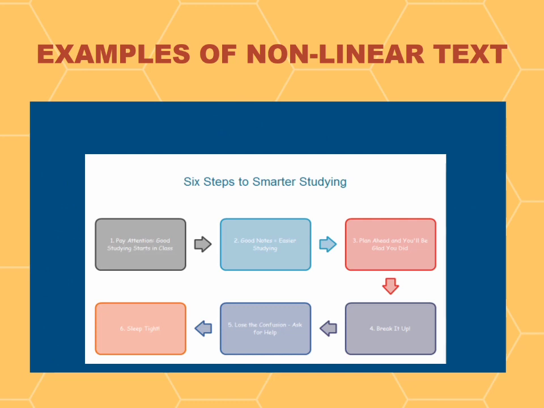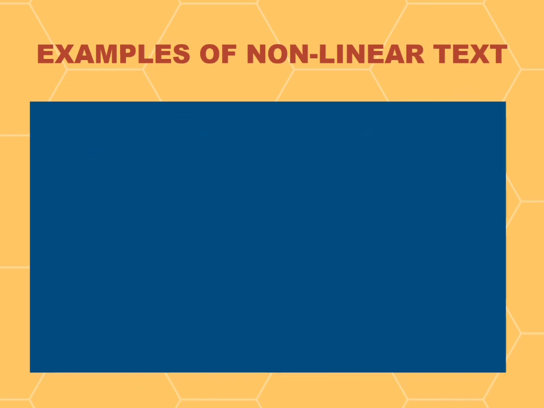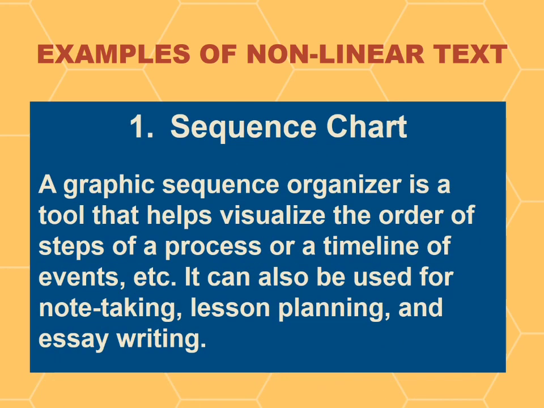Here are examples of nonlinear texts and their brief descriptions. Sequence chart. A graphic sequence organizer is a tool that helps visualize the order of steps of a process or a timeline of events and others. It can also be used for note-taking, lesson planning, and essay writing.